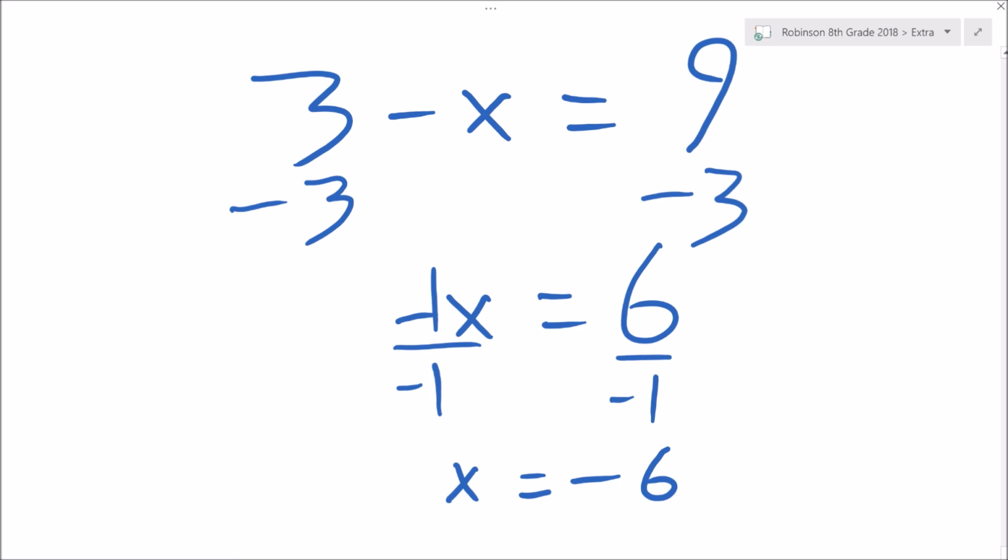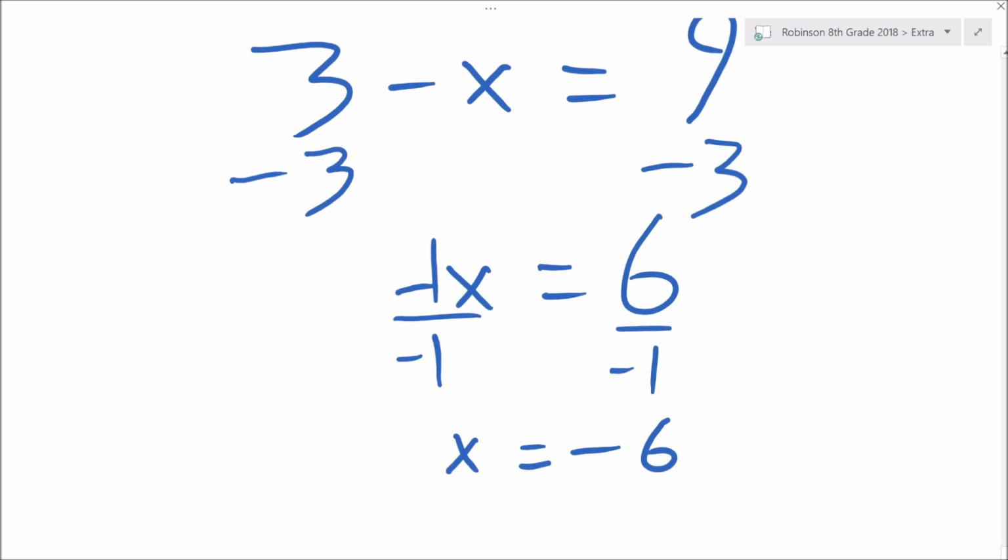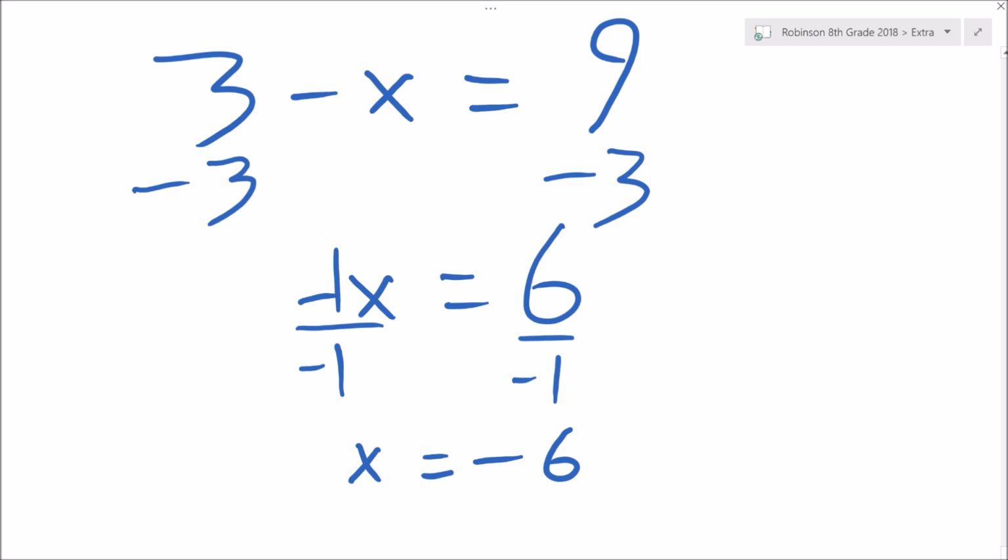Hopefully this is a good quick review for us on our two-step equations. Things to remember are we need to do inverse operations in the inverse order of operations.